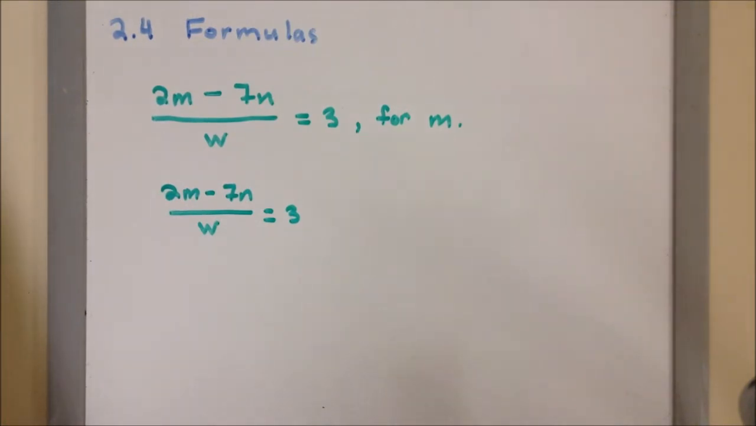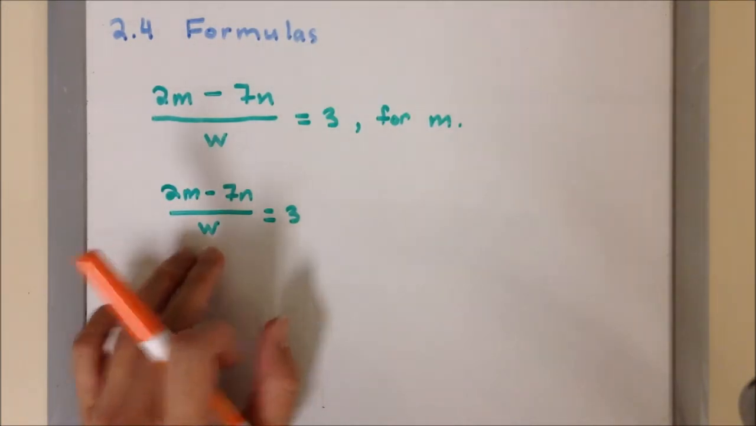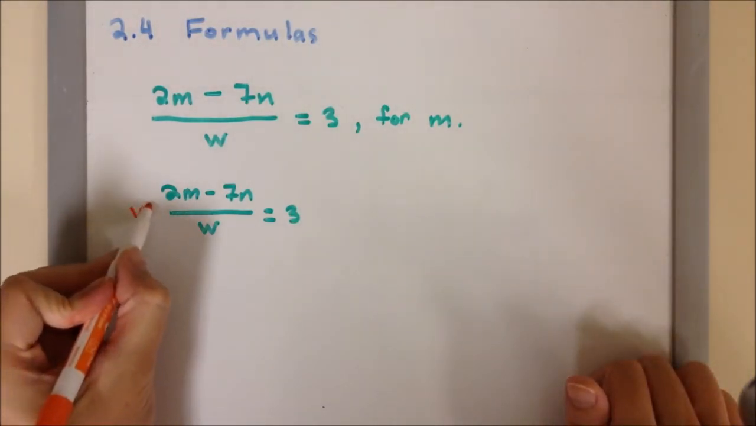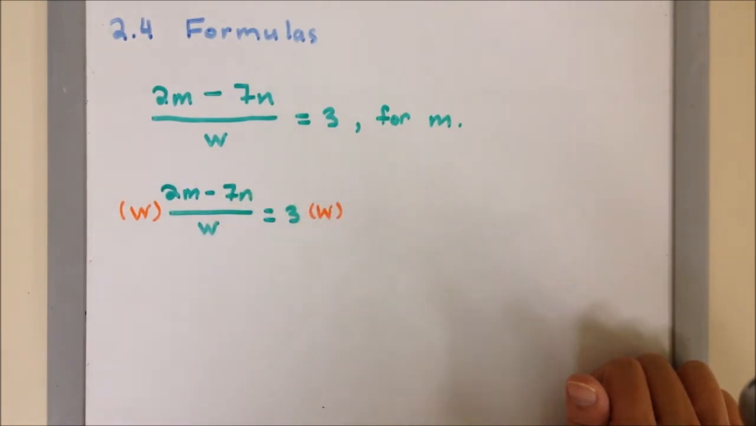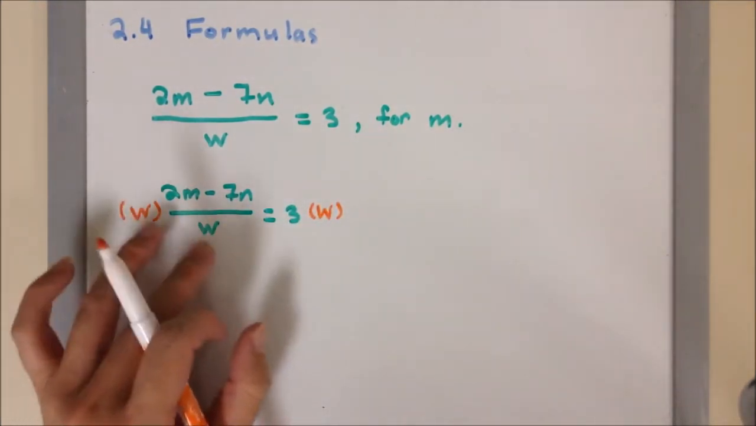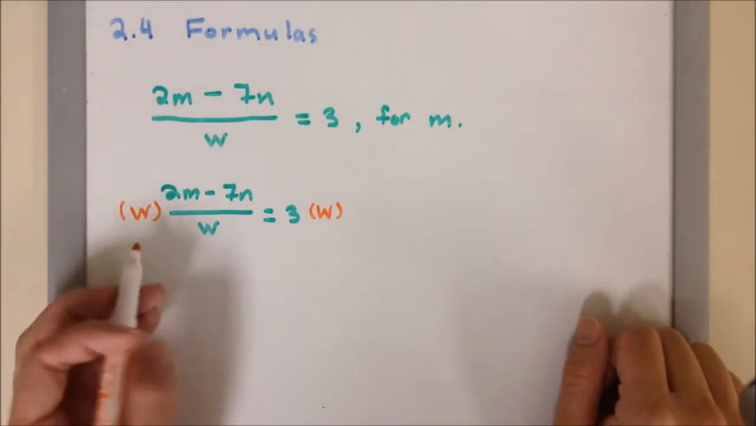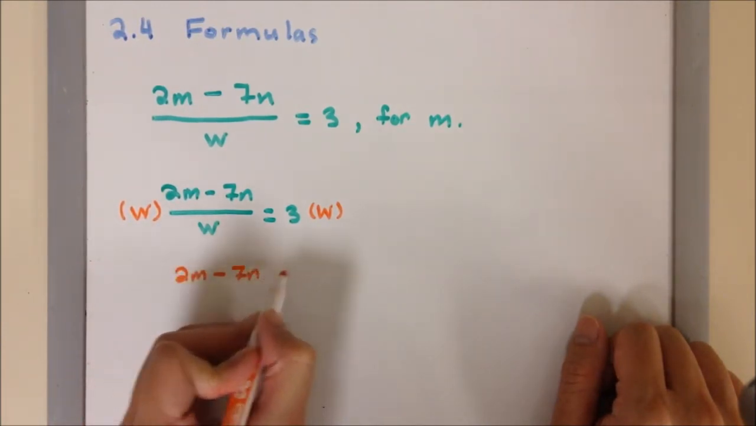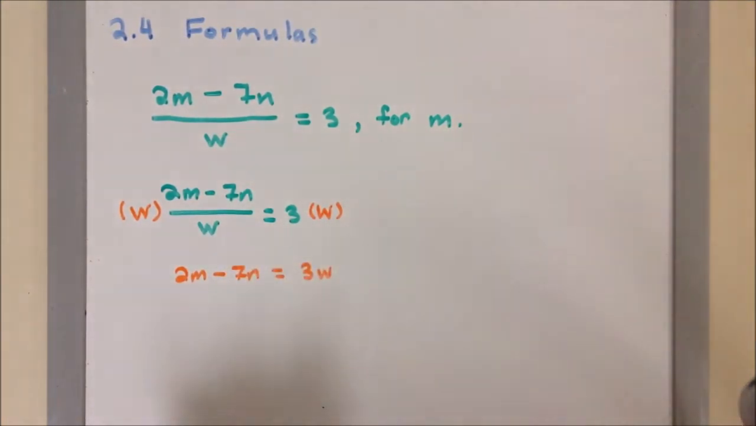Next, since we have a fraction, and I want to get rid of the fraction, I don't want to have any more fraction on the left side, so I'm going to multiply the left side by w and on the right side by w. So that way when you multiply, these w will divide into 1, and when that happens, I'm going to have 2m minus 7n equals 3w. So now I don't have any more fraction.